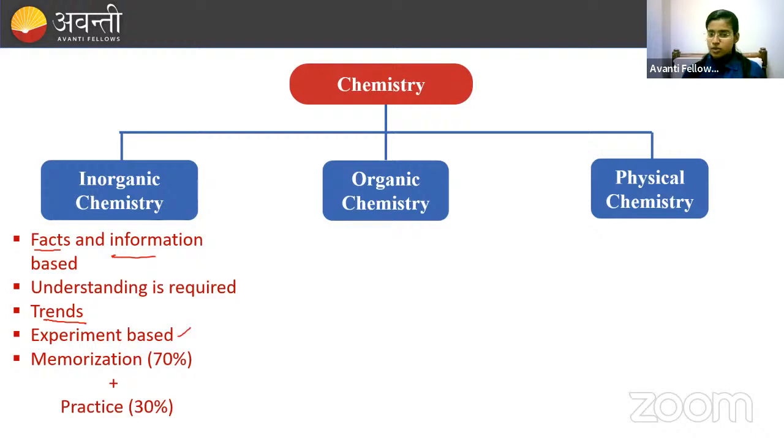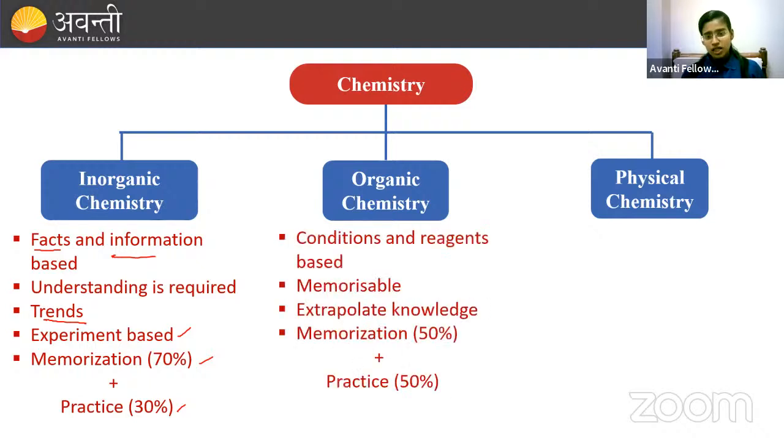And some experiments will also be there. It is an experiment-based chemistry, and 70% memorization plus 30% practice is required. A lot of things will be there to memorize, like trends and the elements. We have 118 elements in the periodic table. You need to memorize those, and some properties, some trends, everything. Many memorization parts will be involved here. And 30% problem solving is required. Practice is required for inorganic chemistry.